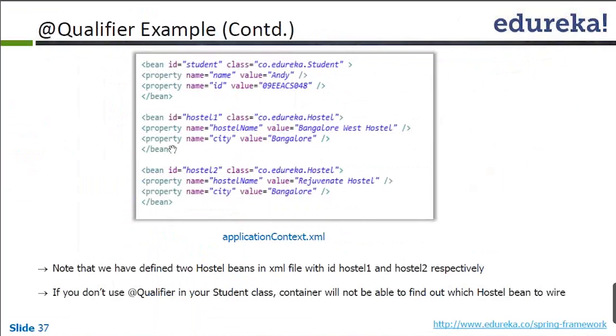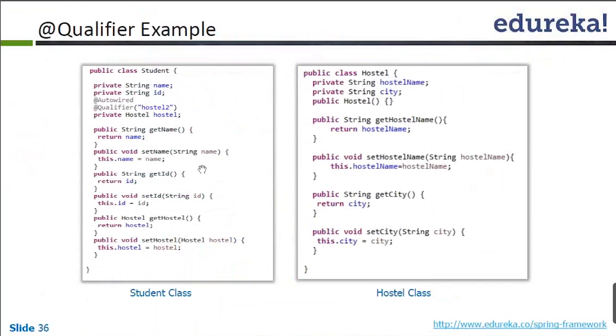And when it is autowired, it will wire based on the type. But I have two beans. So among these two, qualify hostel2 for me. That is what this qualifier talks about.